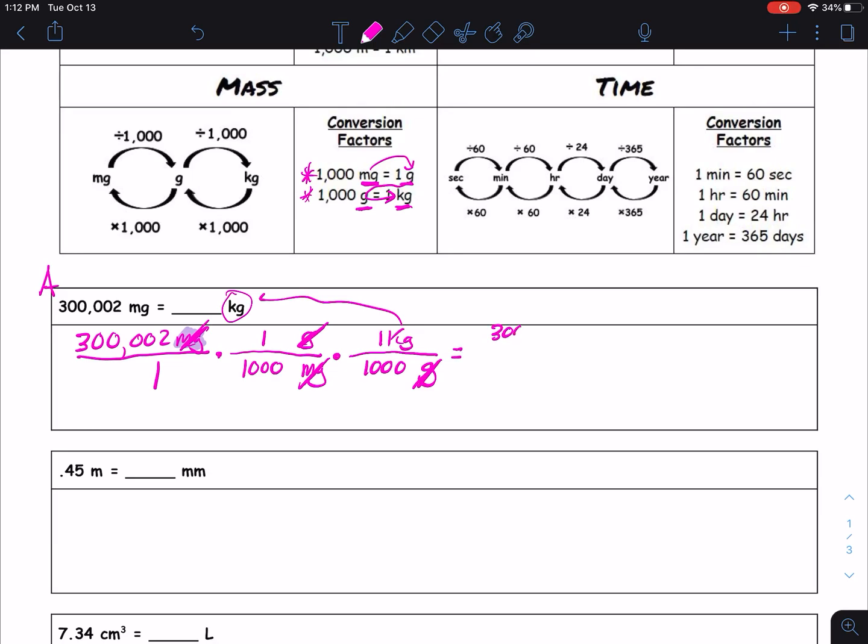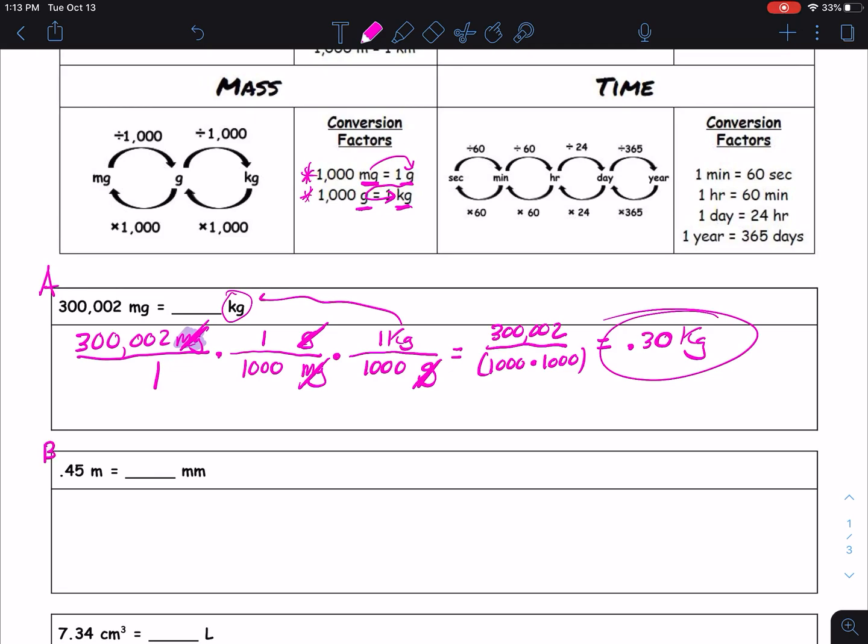So we get 300,002, all divided by 1,000 times 1,000, equals, after rounding, 0.30 kilograms is what we're going to go with. It comes out to a lot of decimal places, so we're going to round it at the 100th place, and that's going to be our final answer, 0.30 kilograms. Let's move on to B.